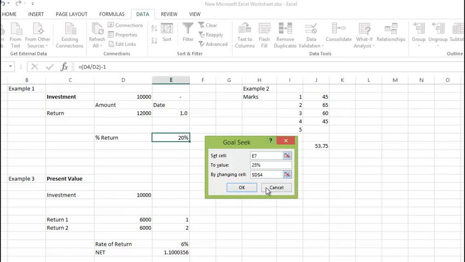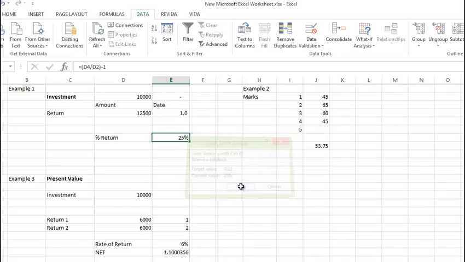Now remember, when using goal seek, these two fields have to be connected via a formula. So what I have done here is 12,000 divided by 10,000 minus 1. This is a formula to calculate the percentage return. So I've put in a formula, so these two cells are connected. Now if I want to change this to 25%, what value should this field take is my question, and this is how you get the answer. The moment you click it, you get a figure of 12,500, and that's how you get a return of 25%.